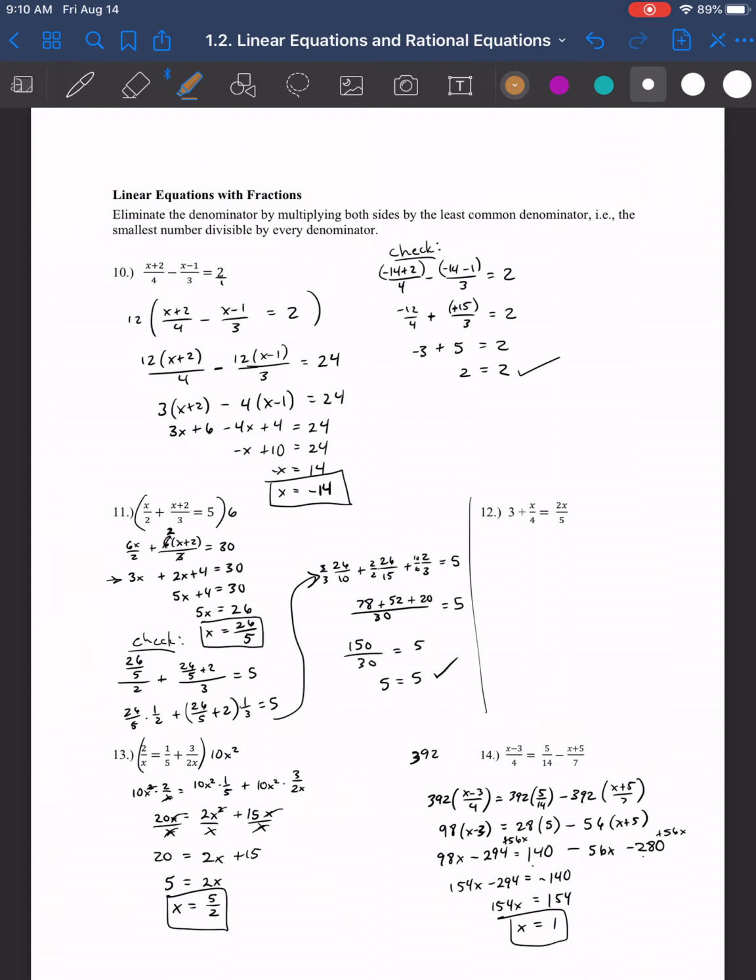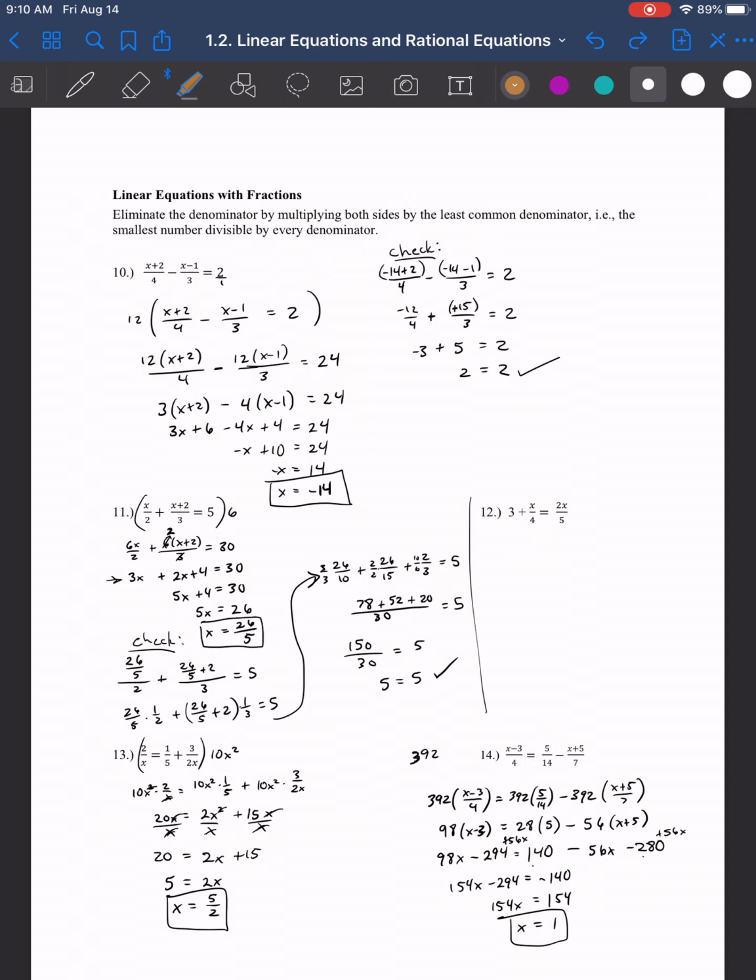Okay? Next page. Here are linear equations, but this time we have fractions involved. And so what we're going to want to do here is eliminate the denominator by multiplying both sides by the least common denominator. In other words, the smallest number divisible by every denominator. All right, so we look at this first one.